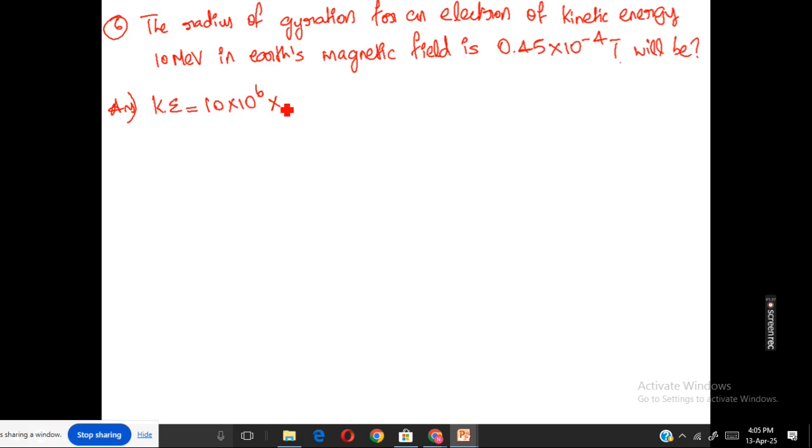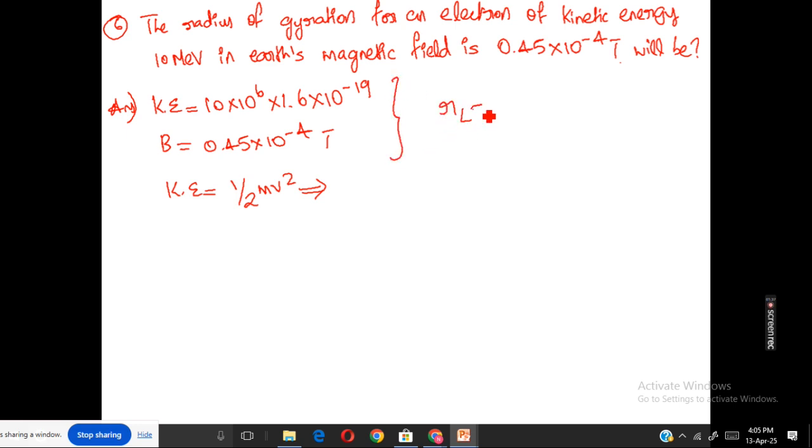which means 10 into 10 raised to 6 into 1.6 into 10 raised to minus 19. Magnetic field is given as 0.45 into 10 raised to minus 4 Tesla. What will be the value of RL? So we know kinetic energy is half mv square. From this we can calculate the value of v. Since it's an electron, we know what is the value of m and what is the value of q. To calculate RL, we need qB by m.